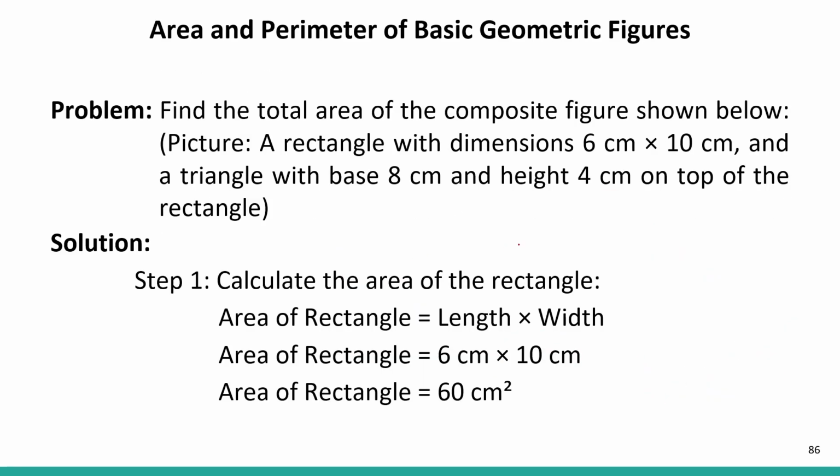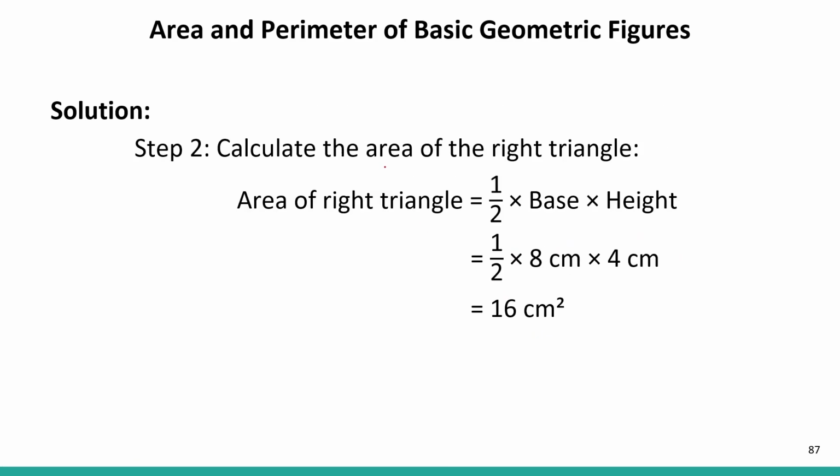Calculating the area of the rectangle, it will be length times breadth, that is 6 times 10, equal to 60 centimeter square. Calculating the area of the right-angled triangle, it will be half times base times height, so 1 by 2 times 8 times 4 is equal to 16 centimeter square.